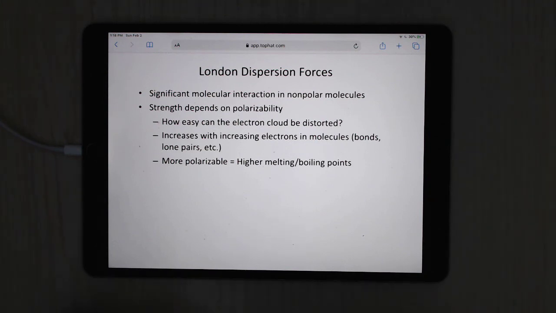Okay, and so the strength of it depends on what's called the polarizability, and it's really how easily this thing can be distorted. And usually, what happens is the more polarizable, the higher the boiling point, right?